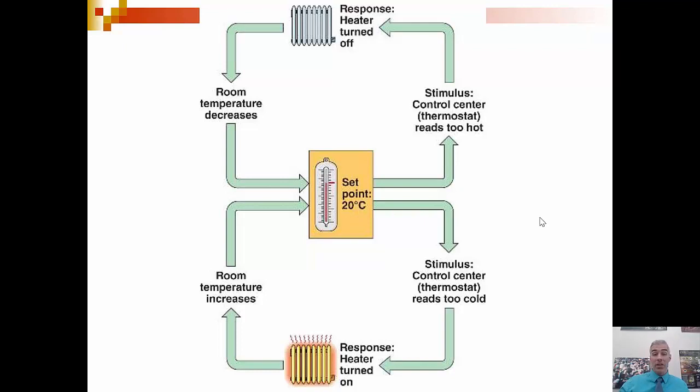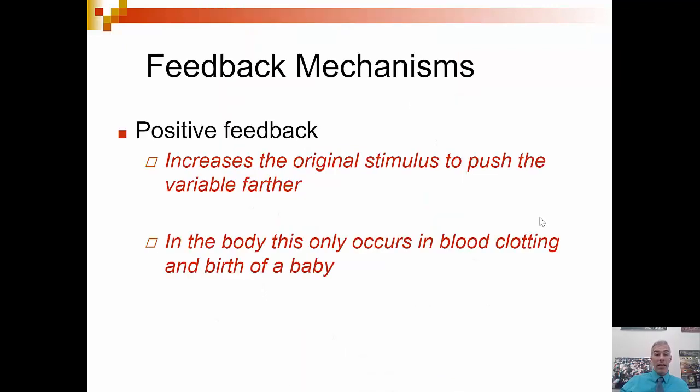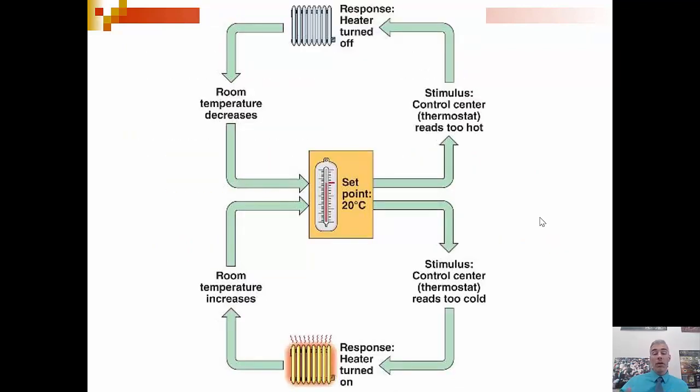Your body does this too, right? You sweat when it gets too hot. That brings, due to evaporative cooling, your temperature back down to the set point. If it gets too cold, you shiver and you generate heat that way, bringing it back up.